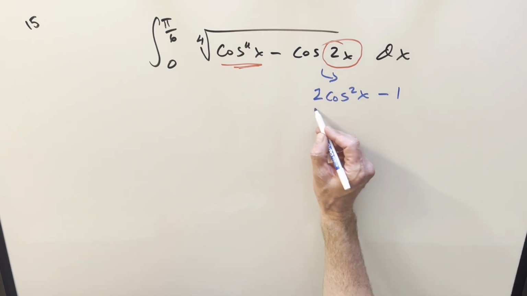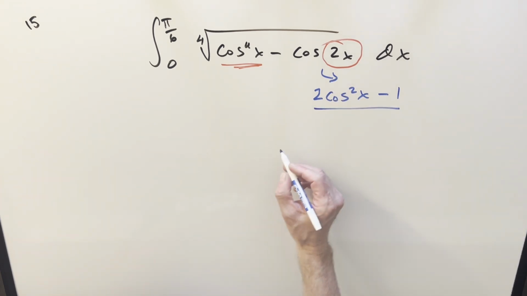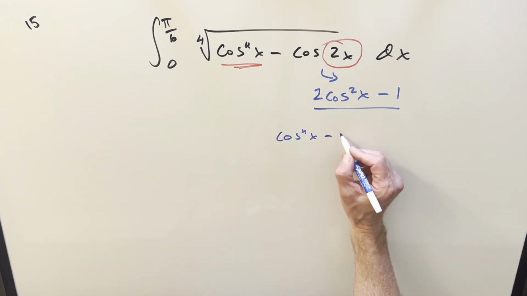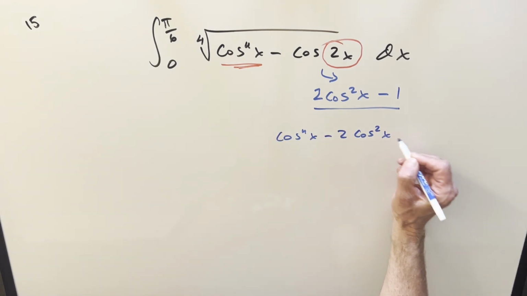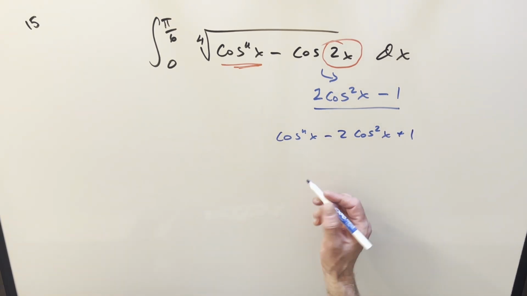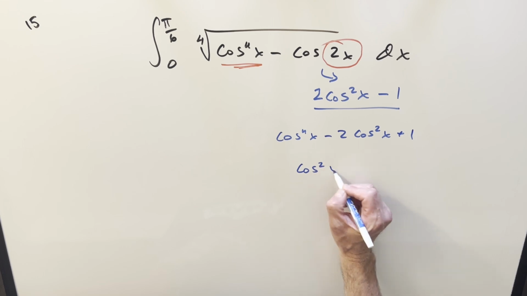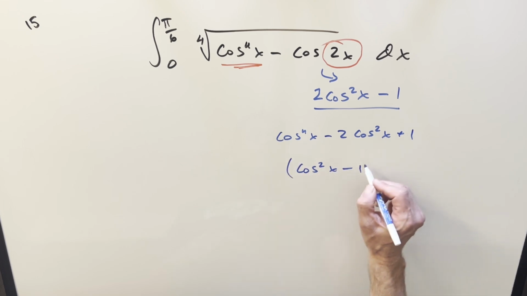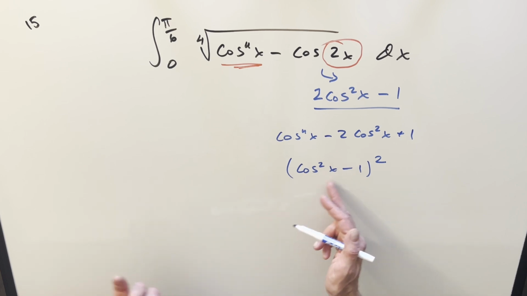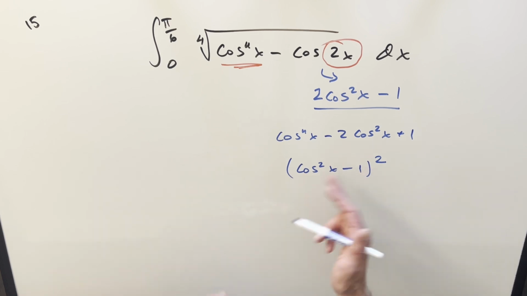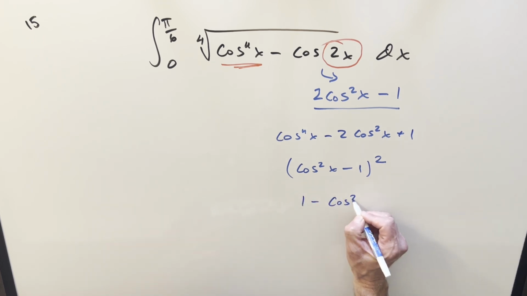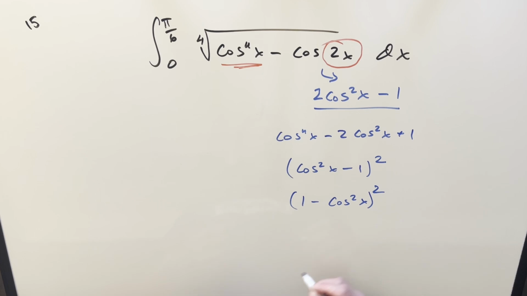If we change this to 2 cosine squared minus 1, and then rewrite this whole thing, we'll distribute this minus sign, so we have cosine to the fourth x minus 2 cosine squared x. This becomes a plus 1 now. But then from here, we can factor this like a perfect square. I can write this as cosine squared x minus 1 all squared. Notice I can reverse the sign without changing it inside the square, because a minus 1 is just going to square to 1. So I can write this as 1 minus cosine squared x, all squared.